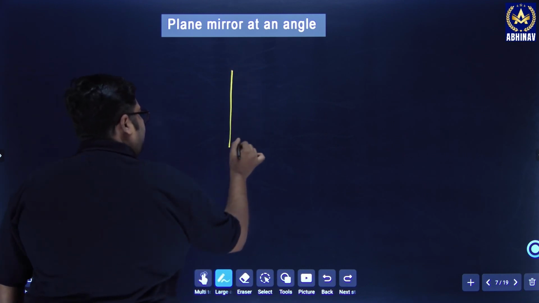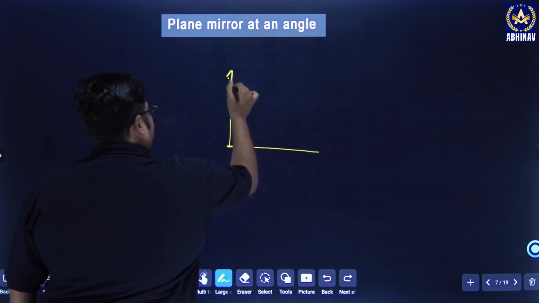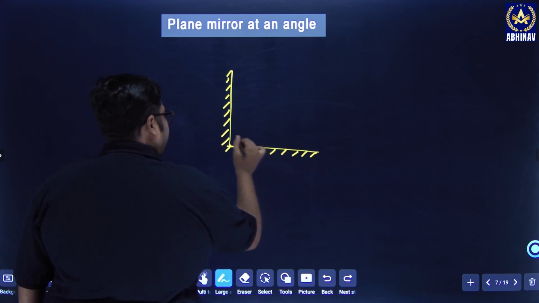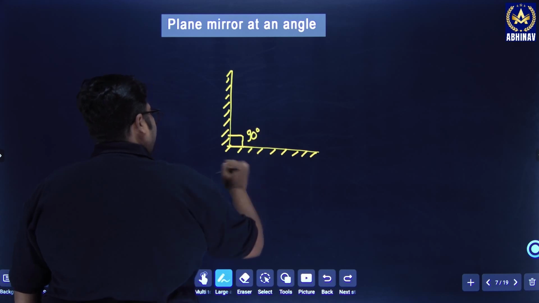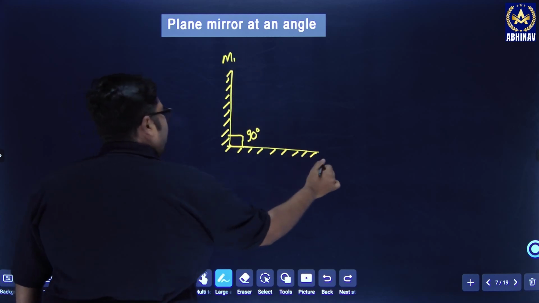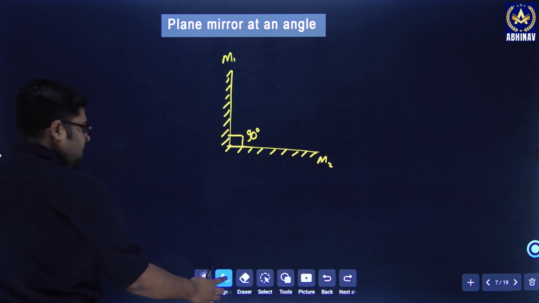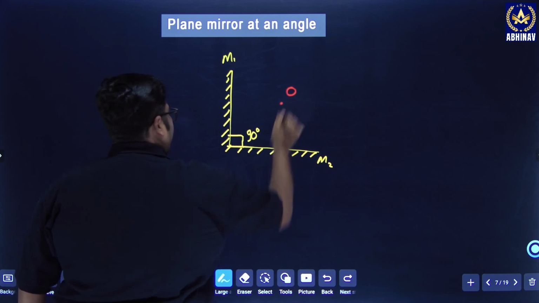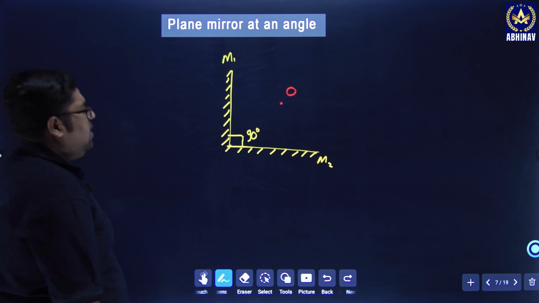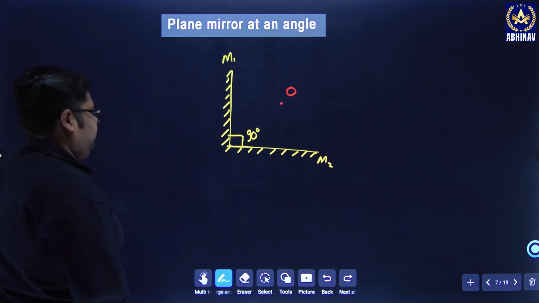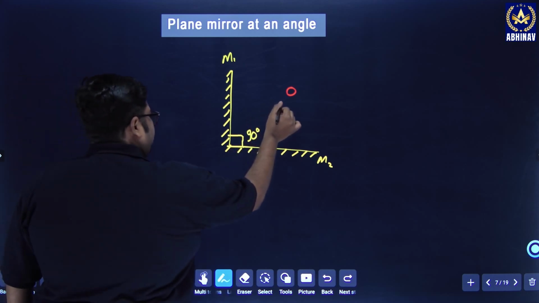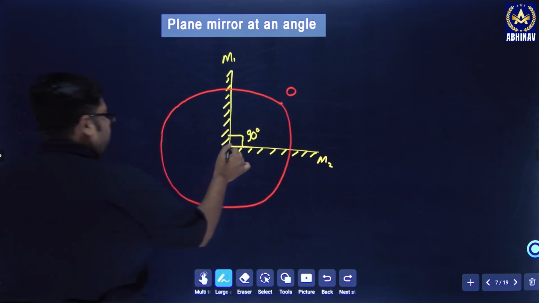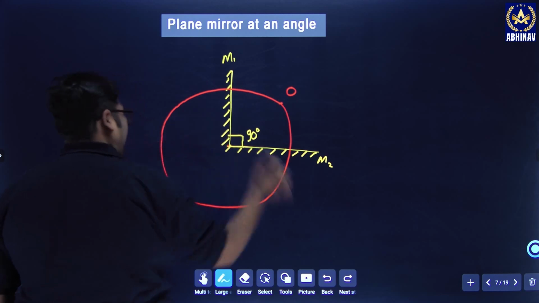Now let us consider two of the mirrors here. These two mirrors are kept at an angle of 90 degrees with respect to each other. Let us call this mirror M1 and this mirror M2. And an object is placed here. So how many images will be formed? Let us see the manual method for this. First of all, you complete an imaginary circle here, taking this point as the center and passing through the given object.